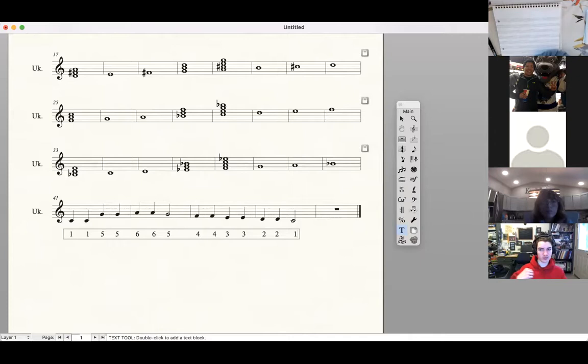Now, here's the really cool thing. That's 1155665443321. We can just take those numbers and encode them into any scale and we'll get the same sound. So there's what I played.